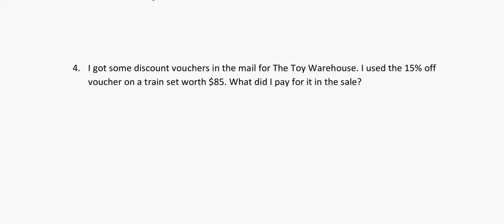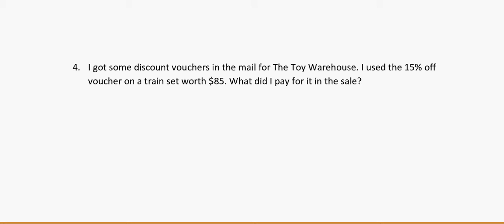And the last one, I got some discount vouchers in the mail for the Toy Warehouse. I used the 15% off voucher on a train set worth $85. What did I pay for it in the sale? There's your key word, so you know it's a percentage decrease. 15% off. 15% is 0.15 as a decimal. Take it away from 1 and multiply by 85. And you should get $72.25.